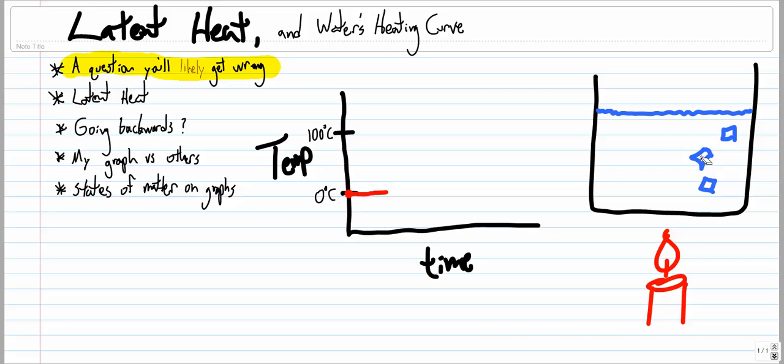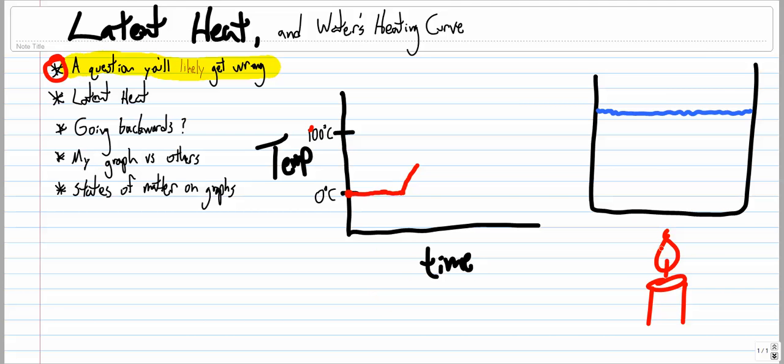So right now, I'll go back to the red line here, the temperature stays around 0, and then, once this ice is all gone, our temperature can go up. Okay? So that's the question that most likely a lot of kids get wrong. So let's carry this a little bit further in time.